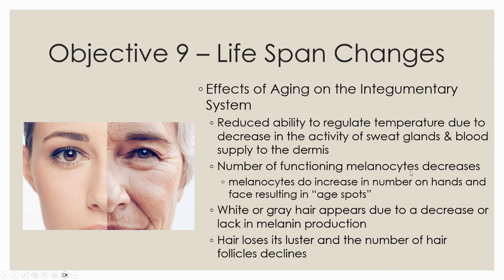The number of melanocytes that are working decreases. So as a whole, your older skin will not tan as well as your younger skin. But on the other side, melanocytes do increase in certain spots, and that's what leads to age spots, like on your hands or face. The hair can change over time due to a lack in melanin production, and so that can lead to white or gray hair instead of your usual color. And the hair also loses its luster, the follicles decline, and so a lot of times there's a thinning of the hair as well with age.